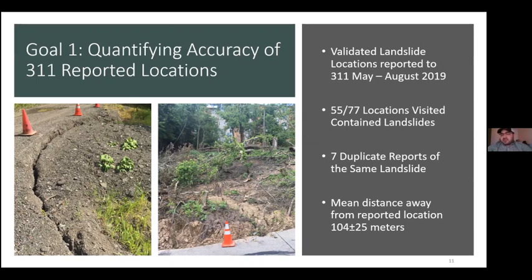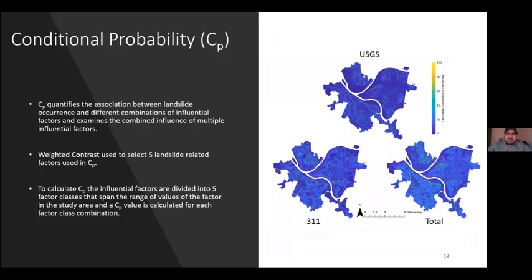Out of those 77 locations, 55 locations that I went to contained a landslide. 7 were duplicate reports, and the mean distance from these reports was around 104 plus or minus 25 meters. That's about our uncertainty with this inventory. So now on to how we're creating these susceptibility maps.